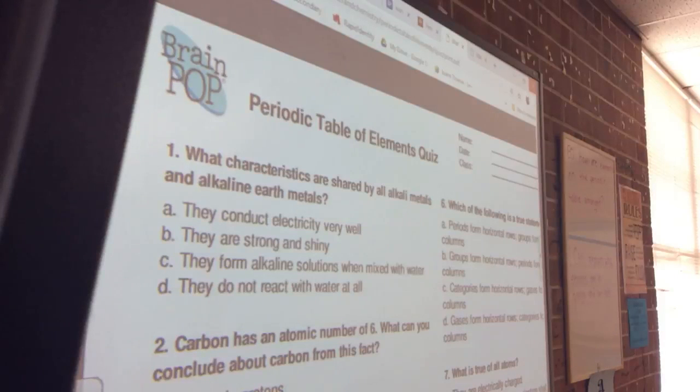Number 2, carbon has an atomic number of 6. What can you conclude about carbon from this fact? And that goes to Melanie. It is A. Very good. It has 6 protons. If it has any more than 6 protons, it's no longer carbon.